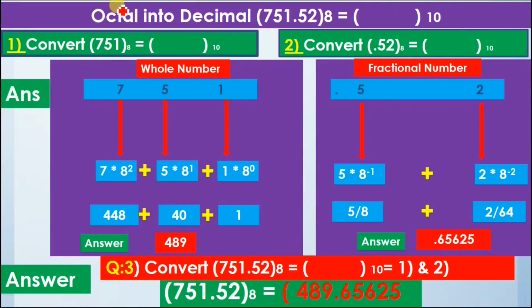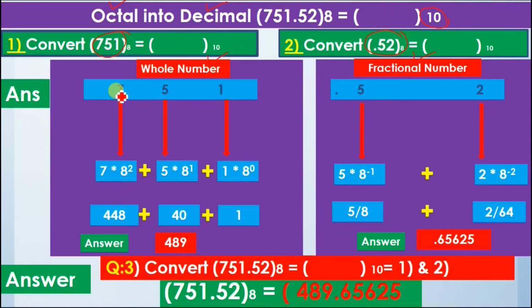So now we move to the solution of question number 4. In question number 4, we have to convert an octal number into decimal. The octal number is 751.52 in octal, and we have to convert it into decimal. So we will solve the whole number part using this procedure, and we will solve the fractional part using this procedure. Alright. So first of all, we solve the whole number part.